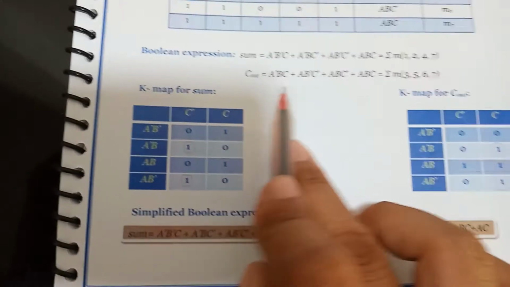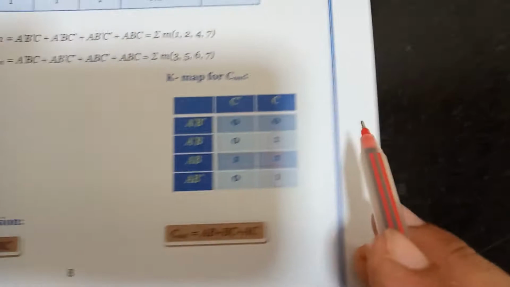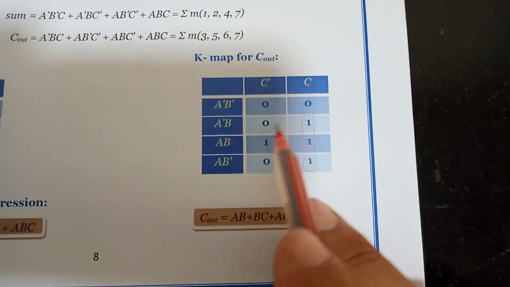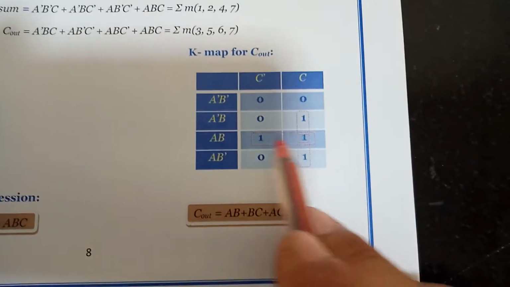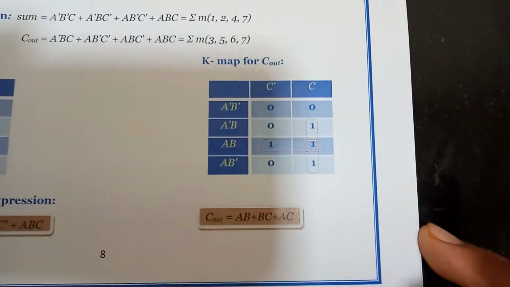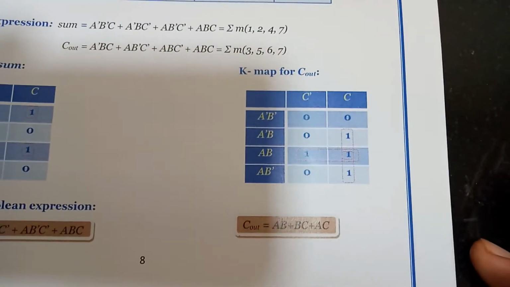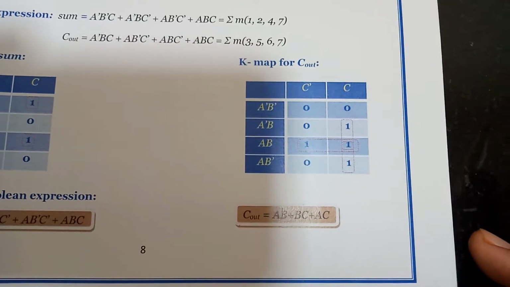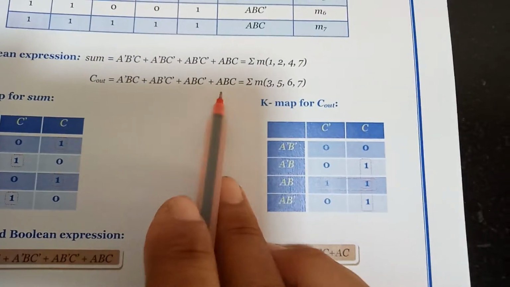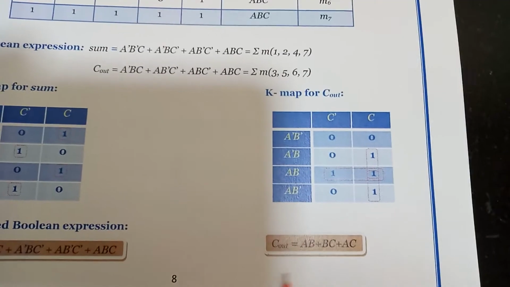Now we are going towards the carry. In carry, we can have this kind of pairs. We can have this pair, this pair, and this pair. Using those pairs, you can reduce this equation to this form.